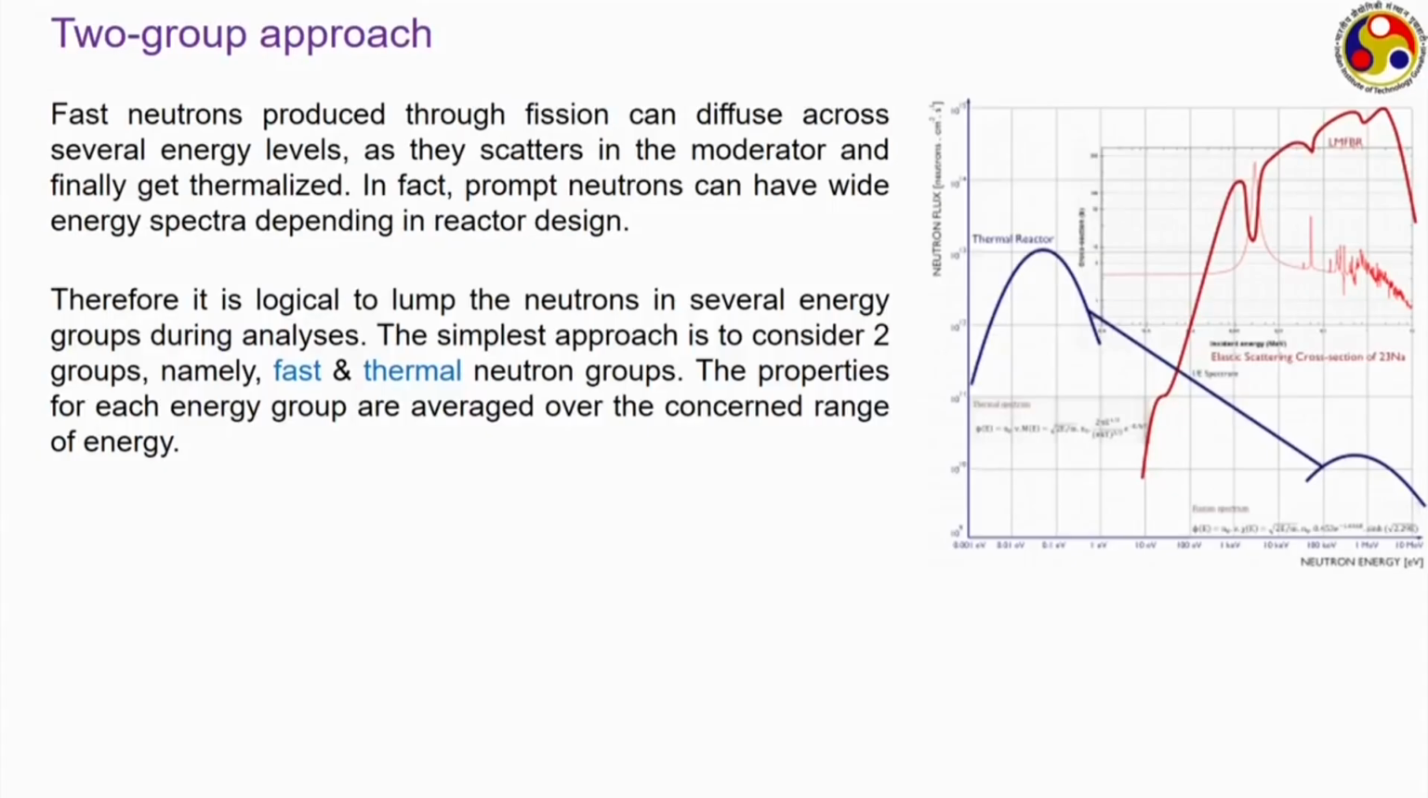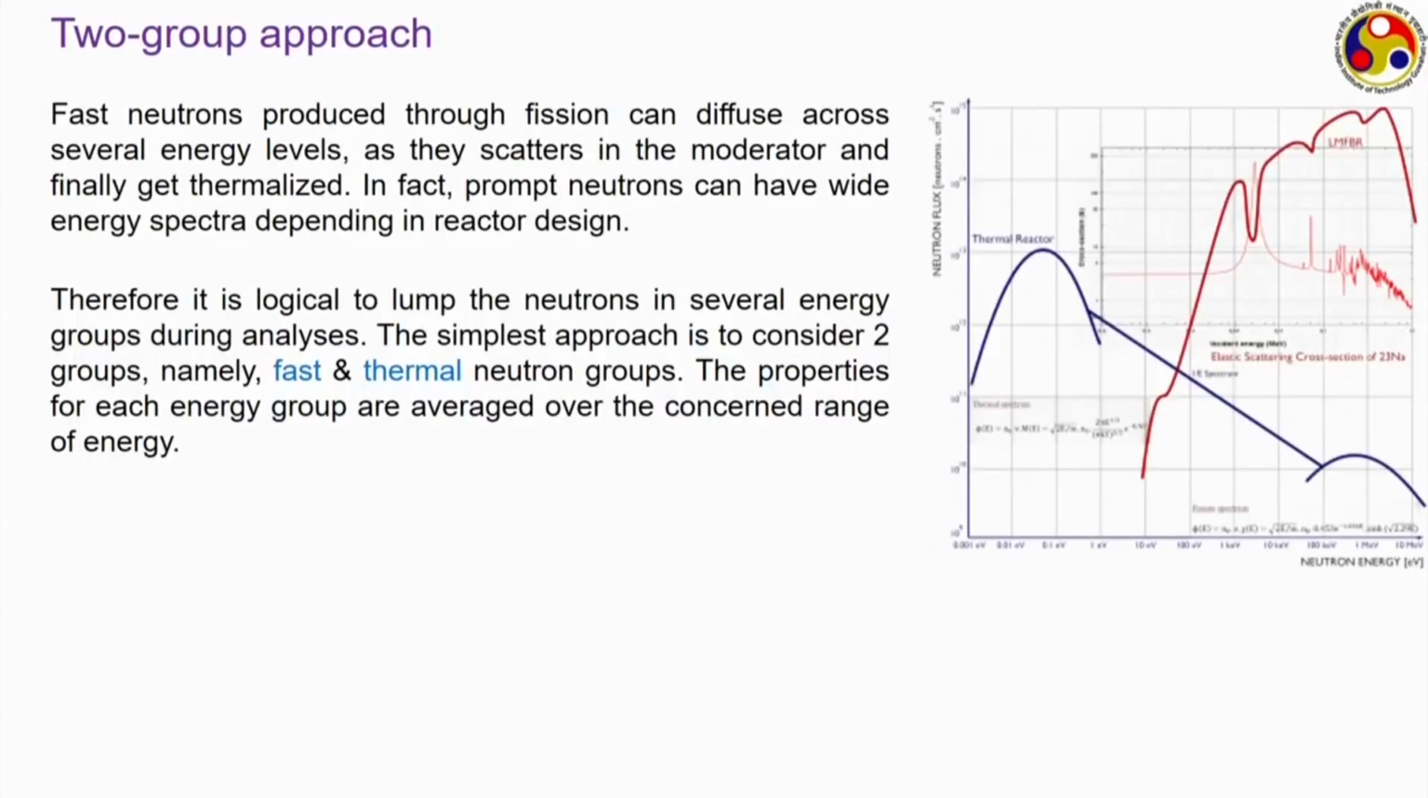There are several ways they are clumped. Sometimes people prefer 3 groups: the fast neutron group, the intermediate neutron group, and the thermal neutron group. But here we shall stick to 2 groups to show an example, fast neutrons and thermal neutrons. Once the neutron is at the level of fast neutrons, that is, kinetic energy of the order of 1 MeV, we shall consider it in the fast neutron group, and whenever the energy is less than that, we shall consider it in the thermal neutron group. The properties of each group are averaged over the constant range of energy.